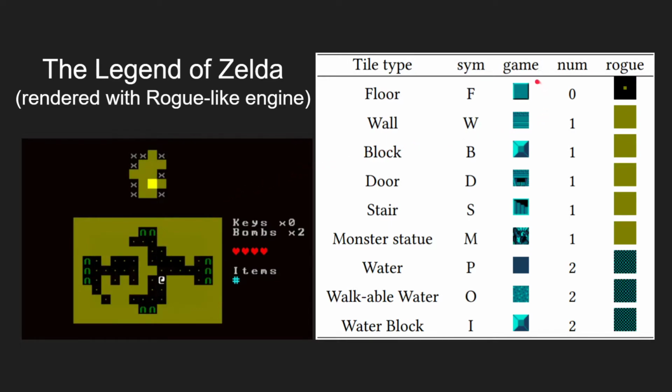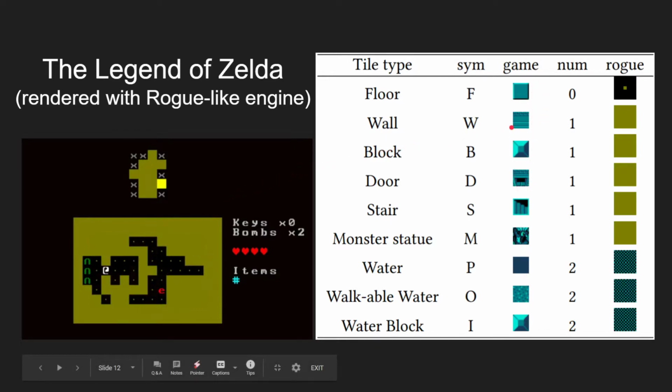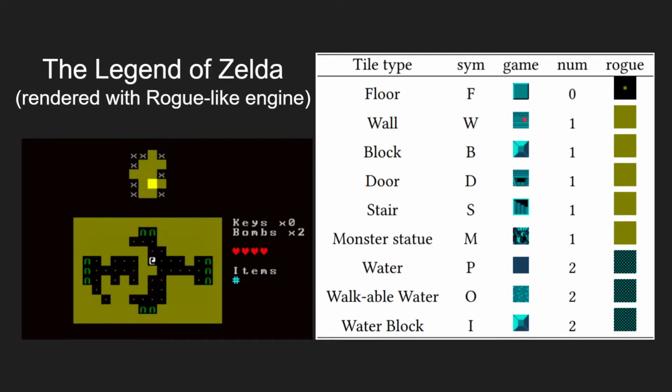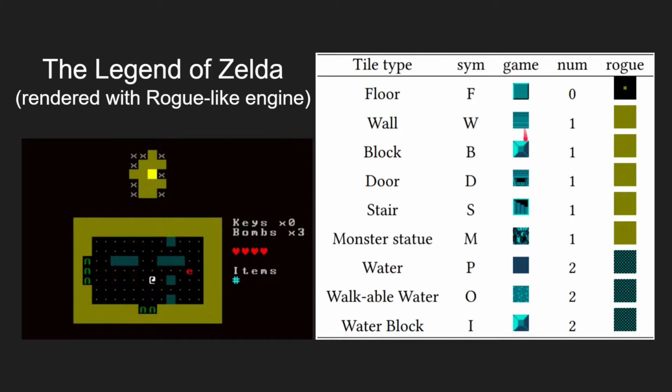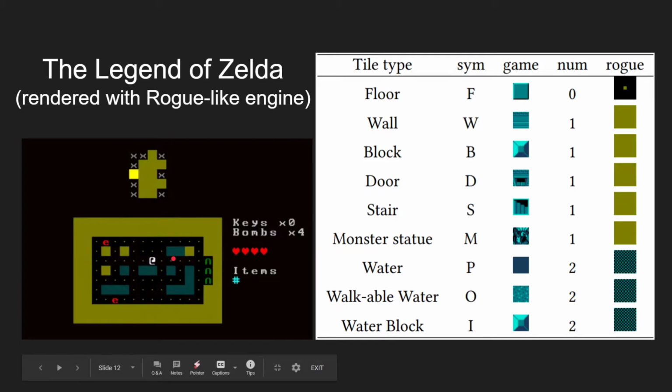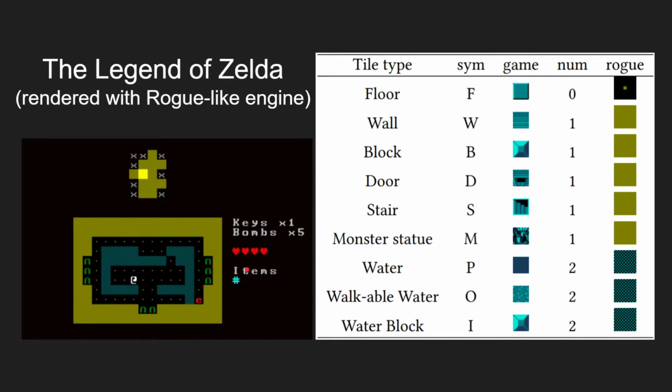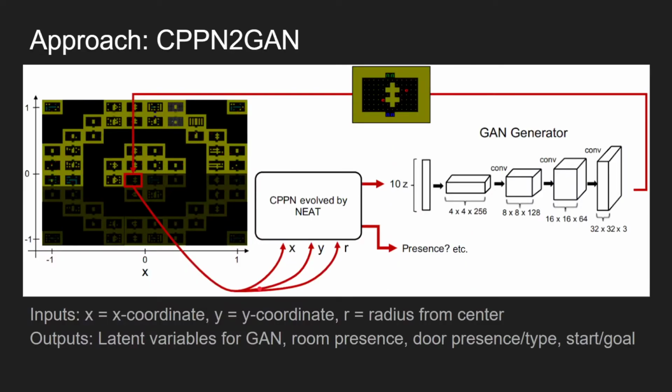And I do want to point out that among the tiles used for Zelda, we simplify things a little bit. So things like walls and blocks are functionally the same and therefore map to the same tile. And also we have doors and stairs here which are going to be removed from the level representation and turned into walls. And the reason for that is that we are only going to let the GAN define the floor space of the rooms. The connectivity of the rooms is going to be determined by the CPPN. And so we don't want doors that lead to nowhere, so we only let doors be placed by the CPPN. And here's how that works.